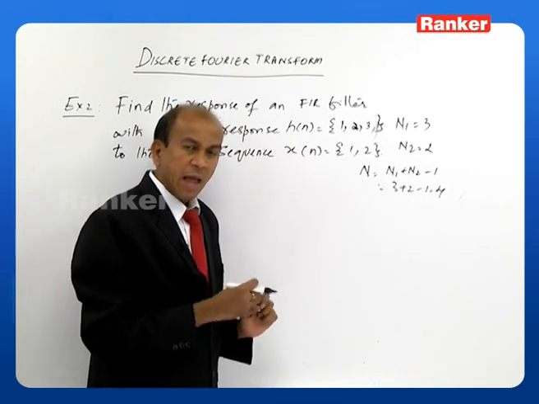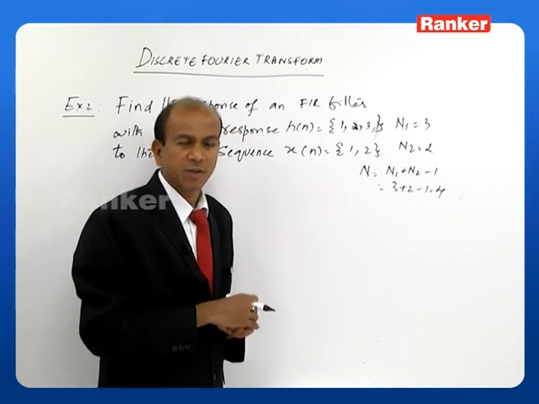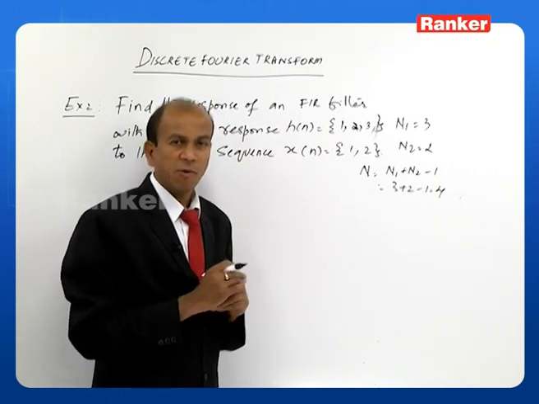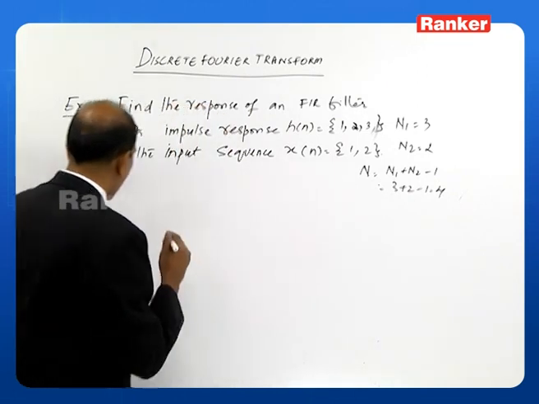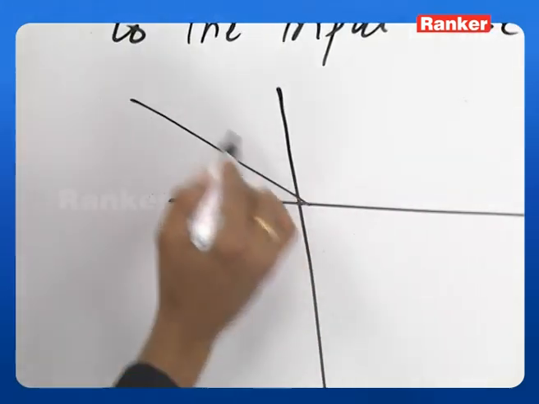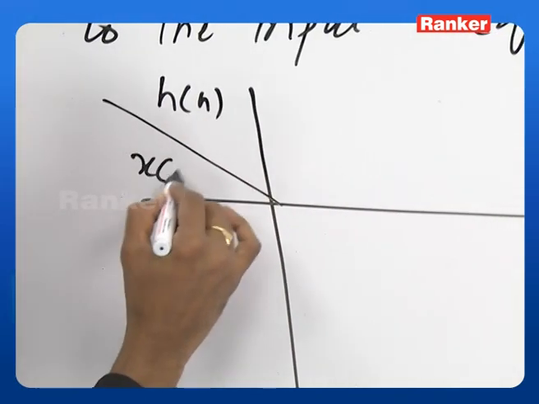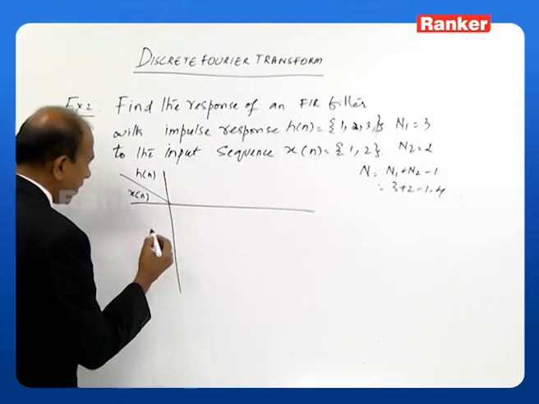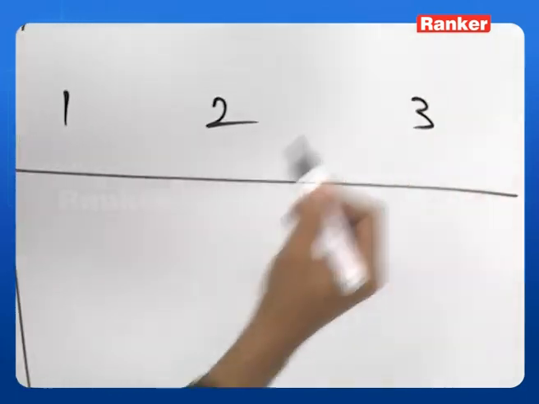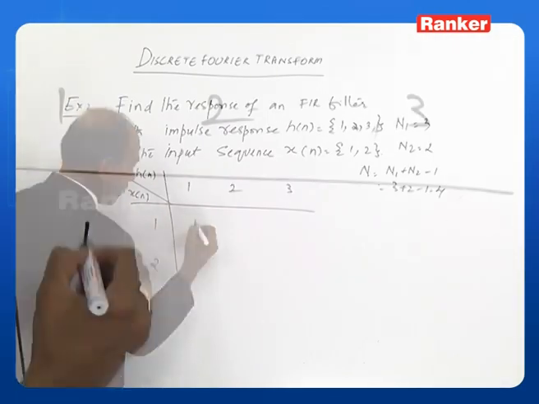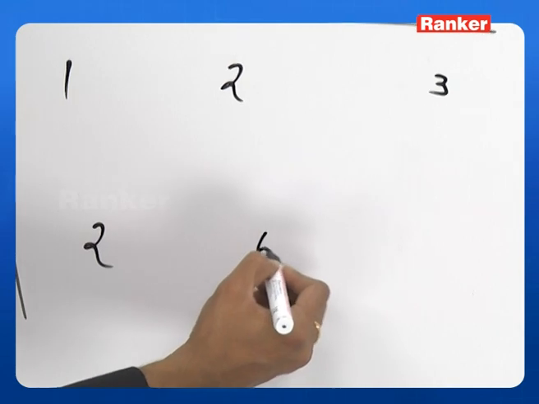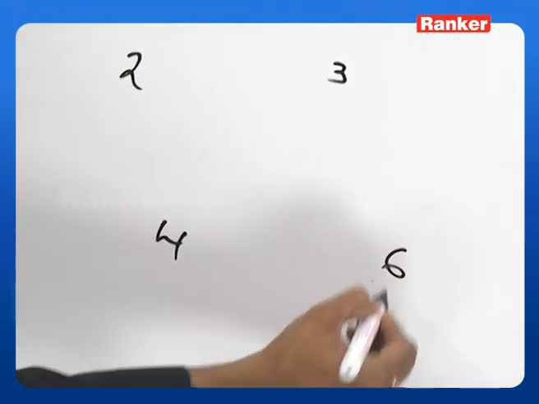Now I'll show you a matrix method, not a graphical method, which helps us in calculating this type of response very easily. So let's draw this here. Let us take this as h of n and this as x of n. What is the sequence x of n given here? 1, 2. And the sequence here is 1, 2, 3. Let us multiply this. 1, this is 2, this is 3. This is 2, this is 4, and this is 6.